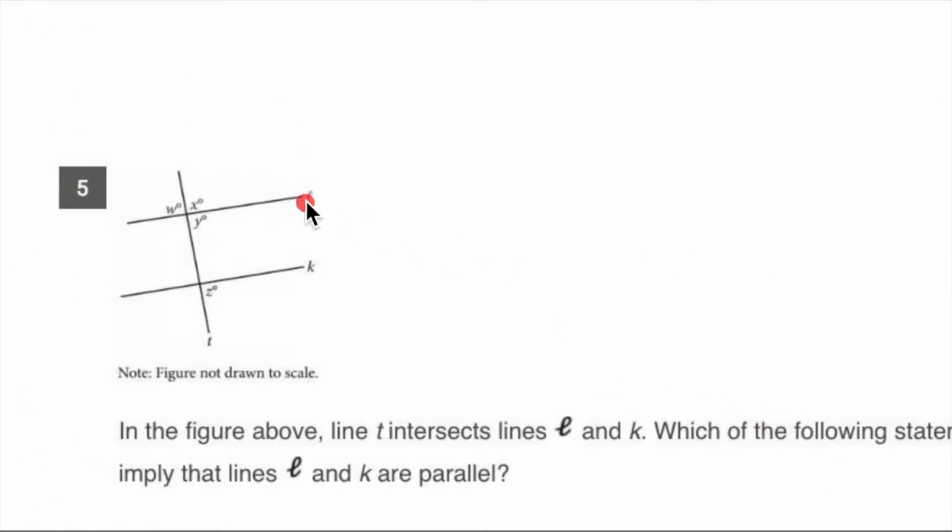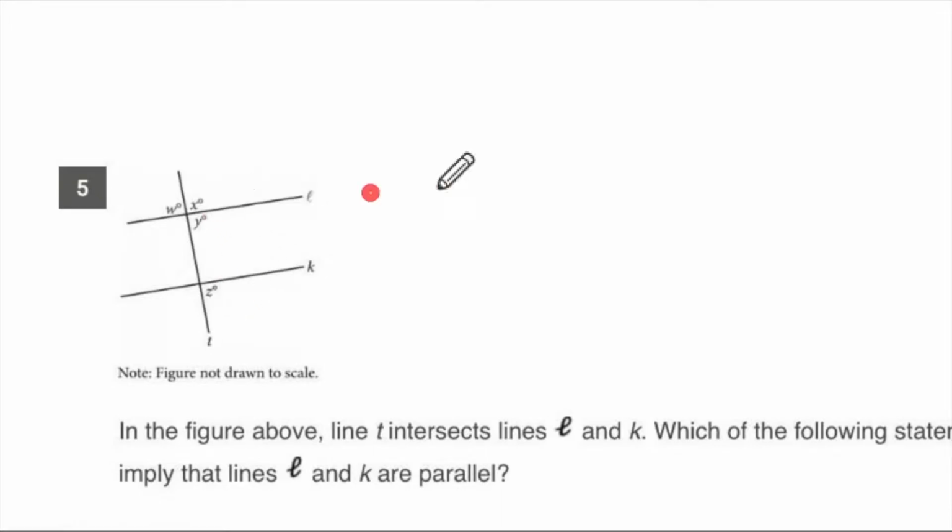Okay, so we're trying to get L and K parallel. So if lines are parallel, we know that either the corresponding angles are congruent, or the interior angles have to add up to 180 degrees, or the alternate exterior or alternate interior angles are going to be congruent.